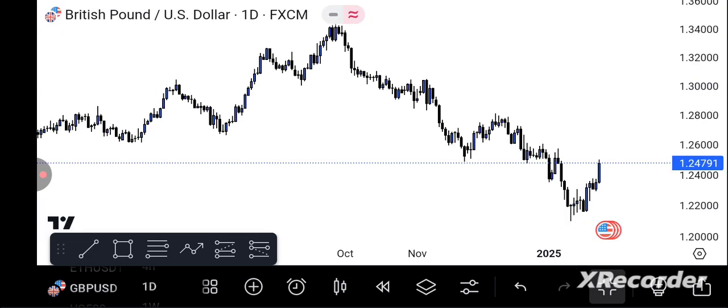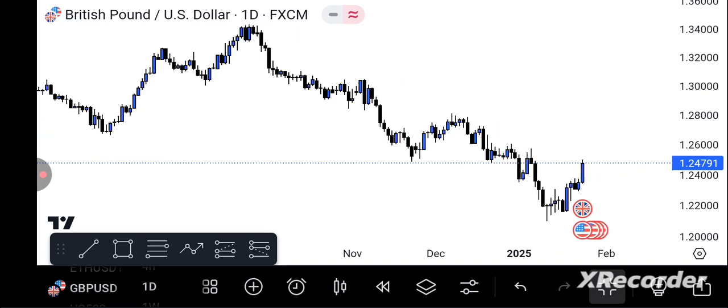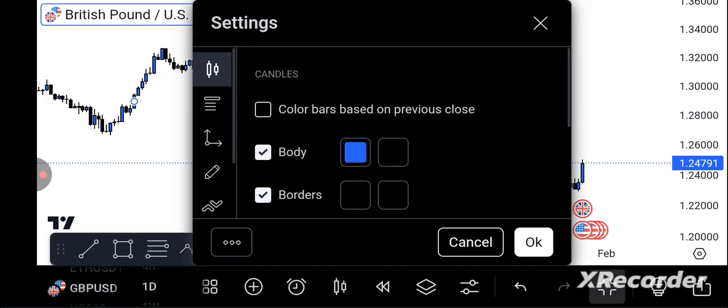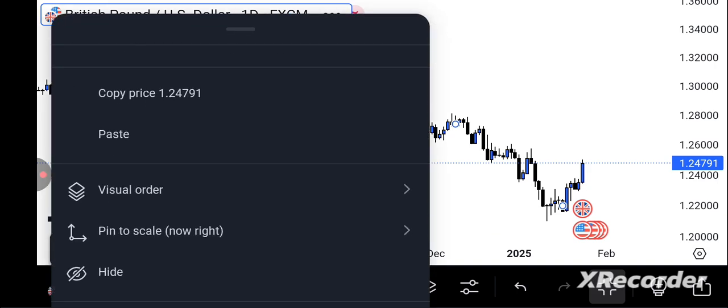On the daily time frame, I try to understand the trend. Is the market in a downtrend, in an uptrend, or is the market ranging? Now, let me show you something very quickly.